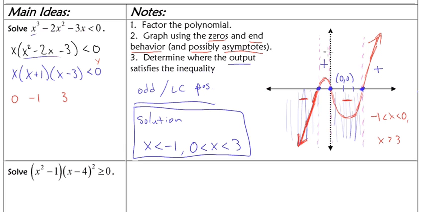And so we're looking again at the sign, what the output is. So if it's below the x-axis, it's negative, and if it's above the x-axis, it's positive.